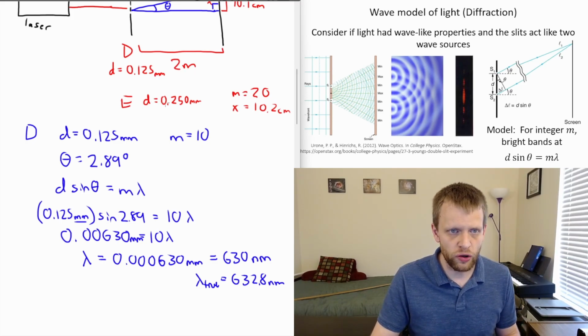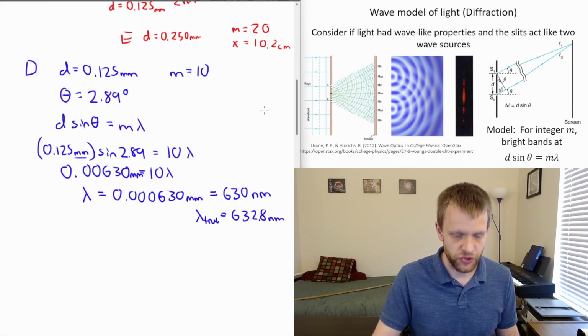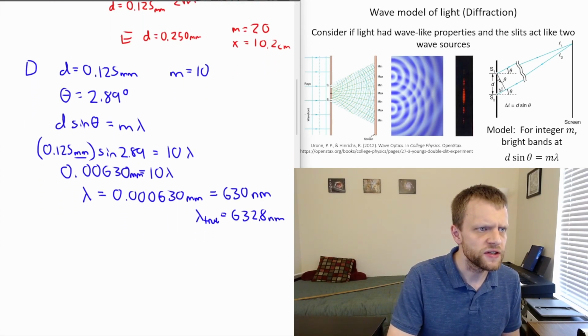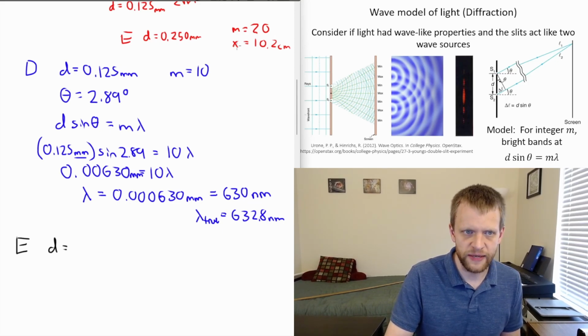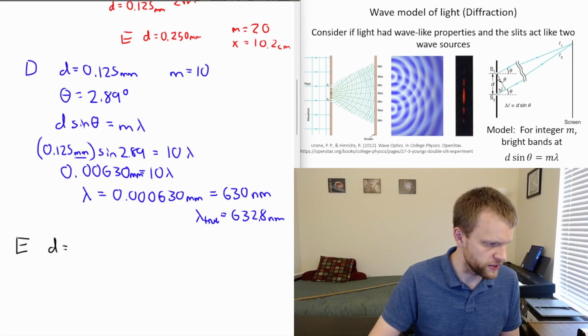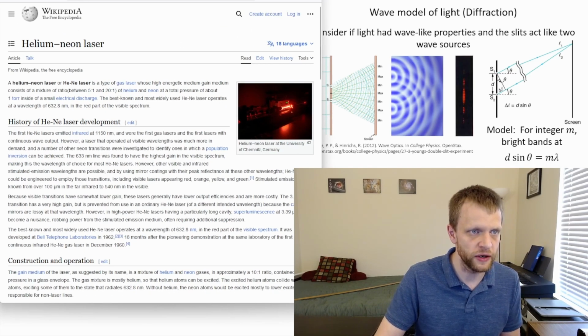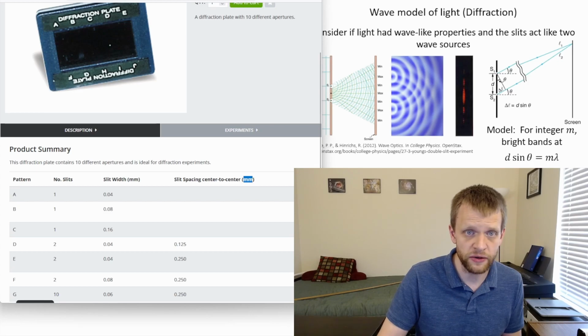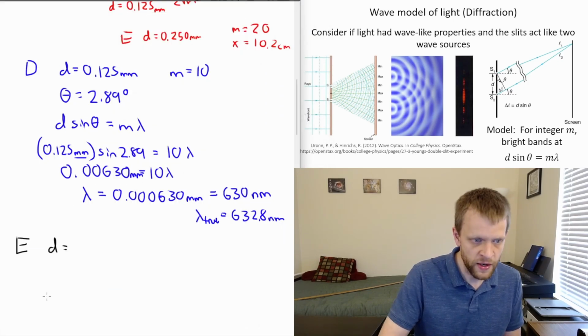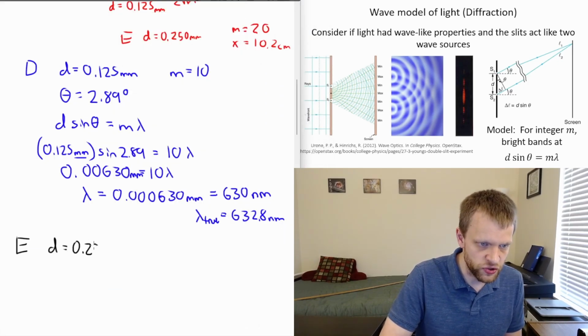We get very, very accurate agreement between those two measurements. In fact, let's try the case for E. So for E, let's change this around. Again, on the manufacturer's label, the spacing between those slits should be 0.25 millimeters. Let me bring that up again just so we can verify that. So for pattern E, 2 slits, separation distance of 0.25 millimeters.